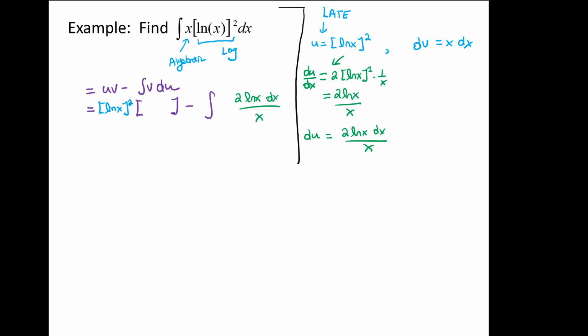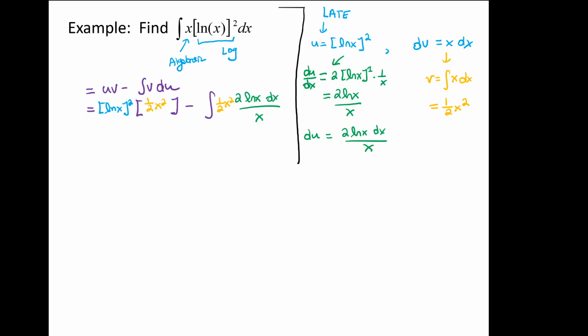So that's our du term. Now we have to find the v term. V is the integral of x dx, and we get 1/2 x squared. And as in other examples, we'll suppress the plus c for now.